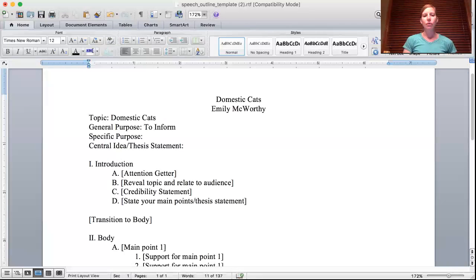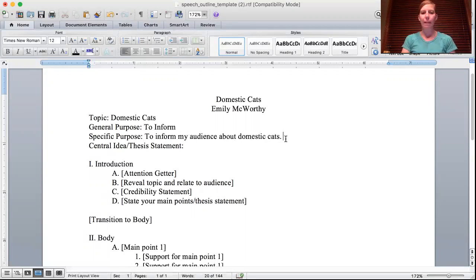And we're going to inform our audience. And notice here that the general purpose is really that simple: to inform or to persuade or to entertain. The specific purpose is where we get a little bit more specific, but not that much more specific. We just always want to include a reference to our audience because, again, the whole reason of public speaking is to do something, to share something with our audience. So we're going to say, to inform my audience about domestic cats. Really, it's that simple.